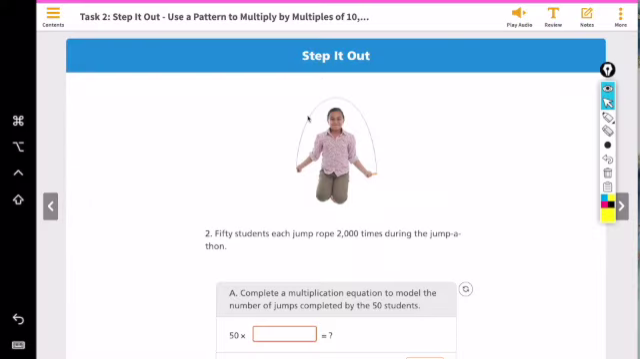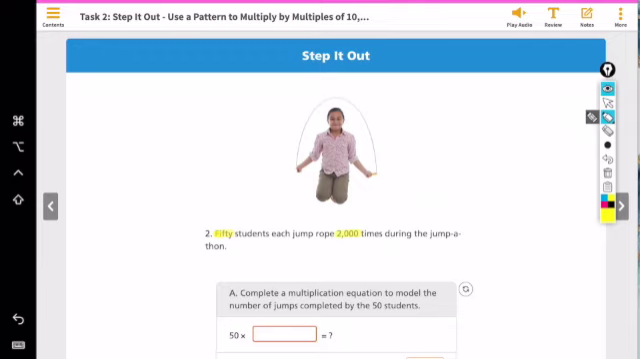Here is our second task. So let's go ahead and see what they want us to do here. I'm going to get out my highlighter because it helps me pick out the numbers that I need. Okay, so 50 students each jump rope 2,000 times during the jump-a-thon. I read it through that first time just to get an idea of what they're talking about. I'm going to read it through again to pull out the numbers I need. So 50 students, I think that's an important number, each jump rope 2,000 times during the jump-a-thon. All right, so that gave me the information that I need.